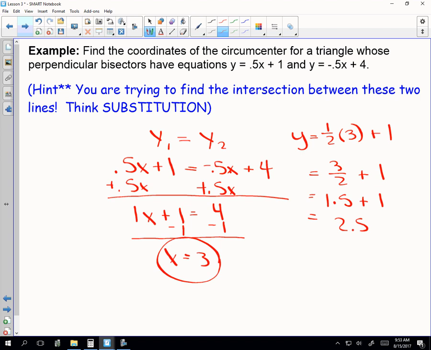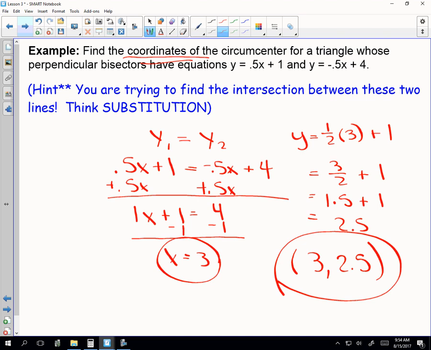Now, we can't stop there. Remember, we need the coordinate points of the circumcenter, so I need to put the x and y together to make it a coordinate value for that point.